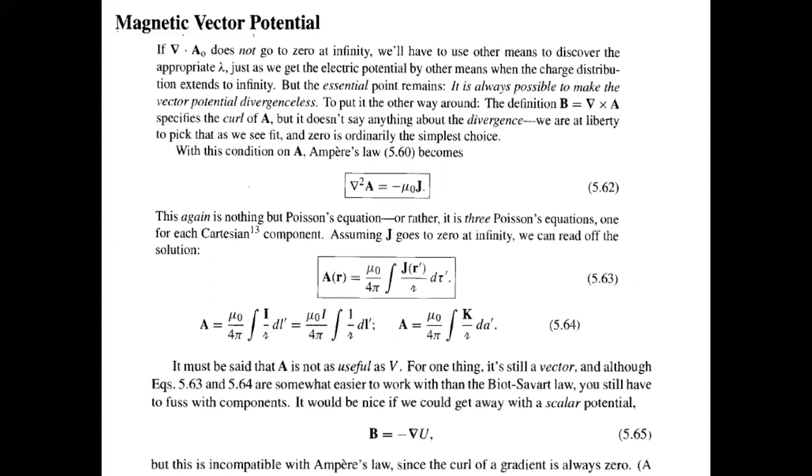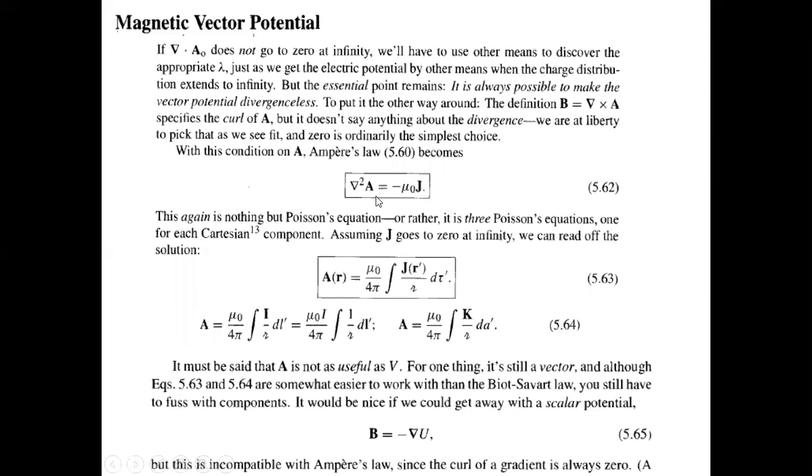So basically, by definition, B equals this one specifies the curl of A, but it does not say anything about the divergence. We are at liberty to pick that as we see fit. So with this condition on A, the new Ampere's law in terms of A, which is the vector potential, becomes something like this. And this is also a Poisson's equation.